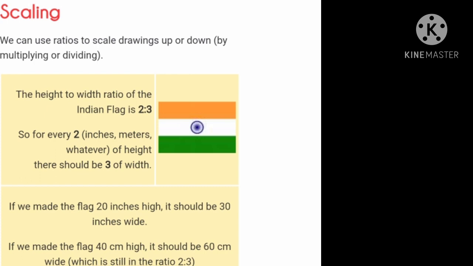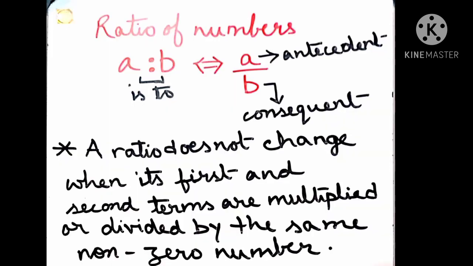See the Indian flag. The height to width ratio of the Indian flag is 2 is to 3. So for every 2 inches or meters, or whatever unit we are using, of height, there should be 3 of width. So if we are making a flag which is 20 inches high, then it should be 30 inches wide. If we are making the flag 40 centimeter high, then it should be 60 centimeter wide. 40 centimeter is to 60 centimeter is again 2 is to 3. Right, class?